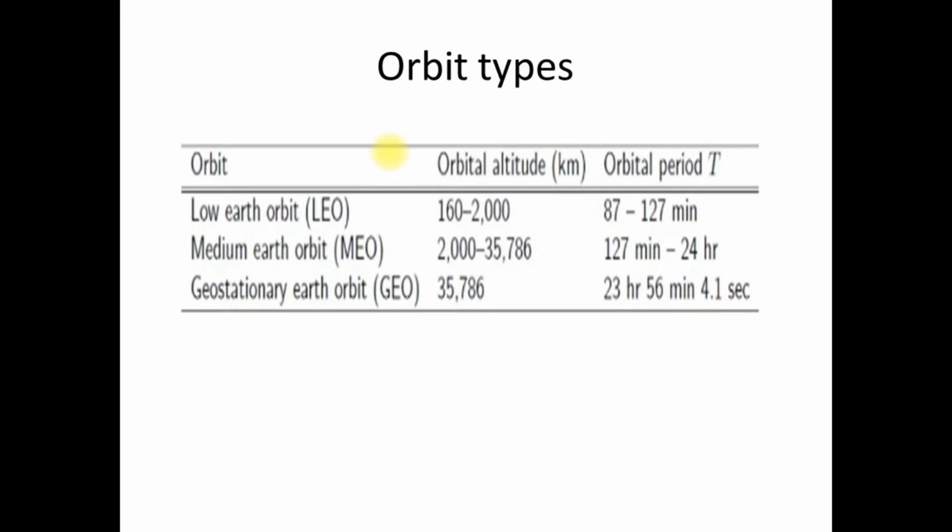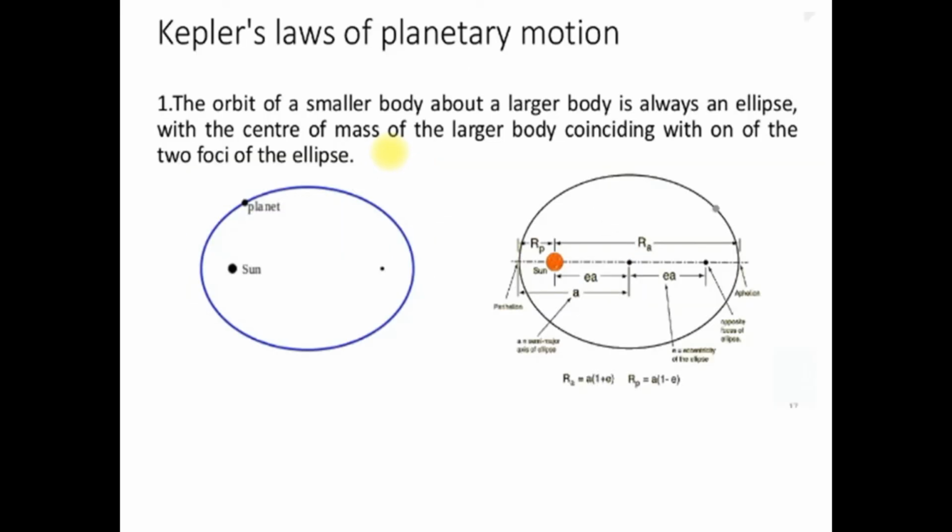Next, we'll be heading towards Kepler's laws of planetary motion. Kepler proposed three basic laws of planetary motion. The first one is that the orbit of a smaller body about a larger body is always an ellipse, with the center of mass of the larger body coinciding with one of the two foci of the ellipse.